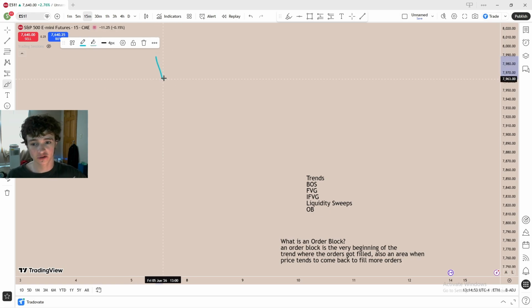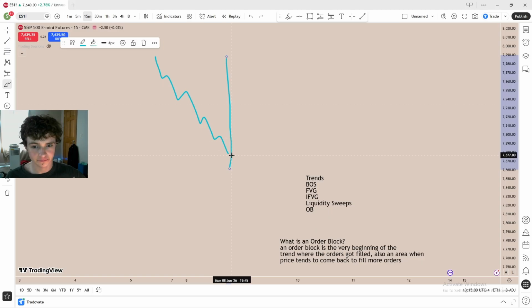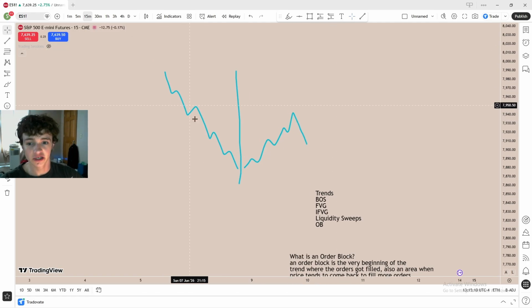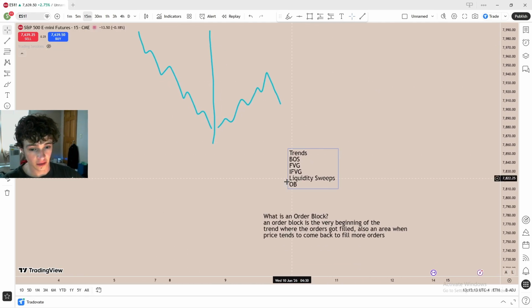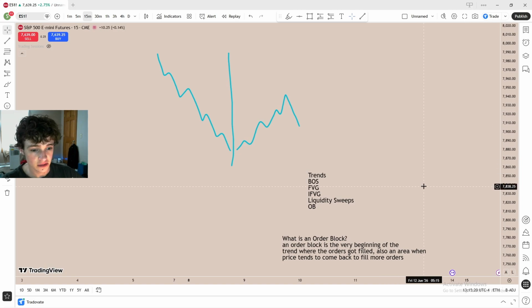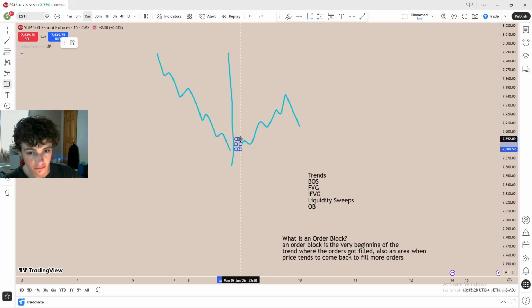All right, let's say we're in a downtrend. And then I'm going to draw this line from the shift, and we shift to an uptrend. And then I'm going to leave it at that. Okay, so we are initially in a downtrend, right? And then we suddenly start going to an uptrend. So an order block is the very beginning, guys. So we have the very beginning of the trend. This is the very beginning of the trend, right here.